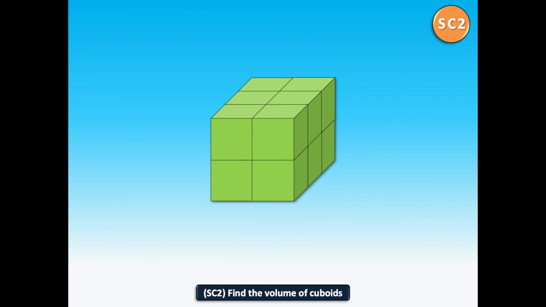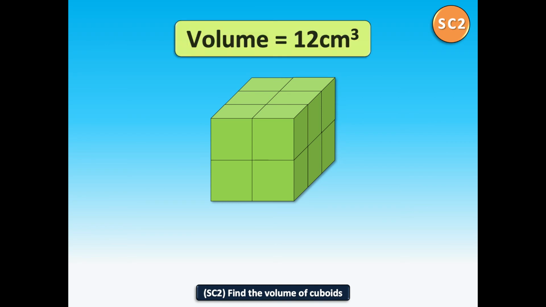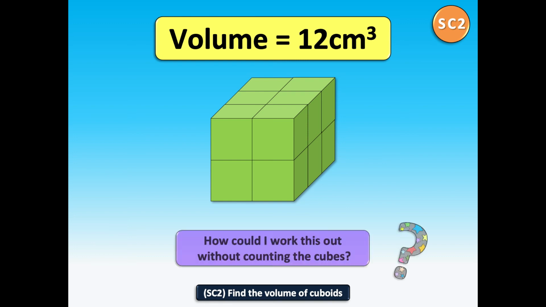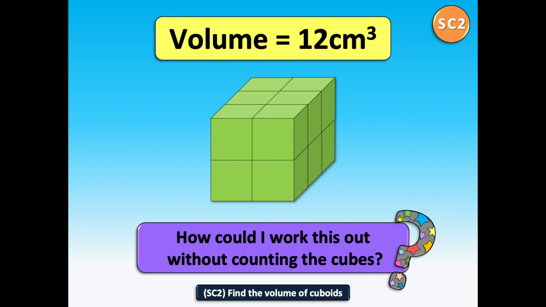So now we can work out the volume of cuboids like this. So the volume is 12 centimeters cubed because there's 12 cubes that make up the shape. But how could we work this out without having to count the cubes? Well, if we look at the width, that's 2 centimeters. The length is 3 centimeters. And the height is 2 centimeters.